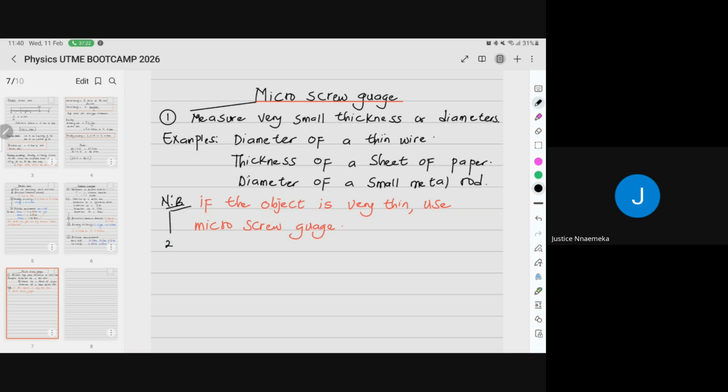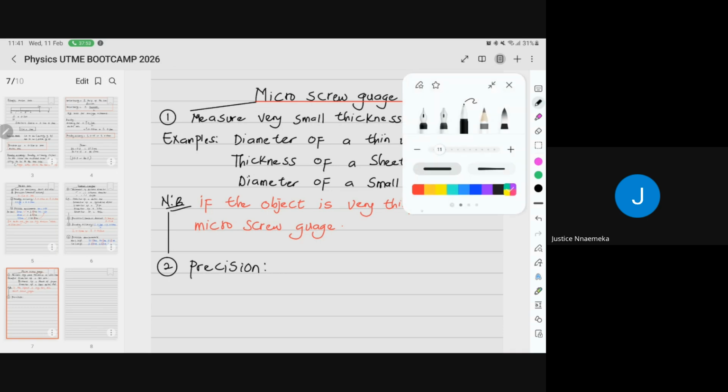So the next one is our precision, as always. Let's talk about the precision of your micro screw gauge. Can I continue? So what's the precision? For the micro screw gauge now, we're going to have an additional stuff. So the precision, or the smallest calibration, is going to be 0.01 millimeter.